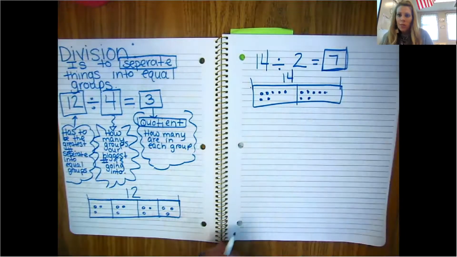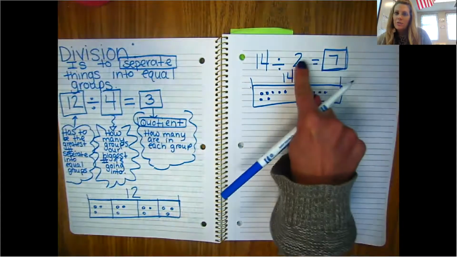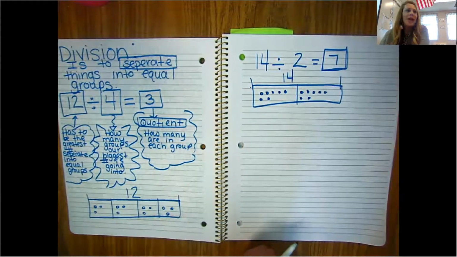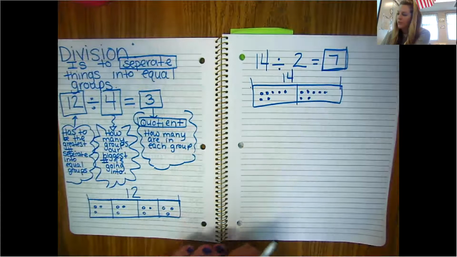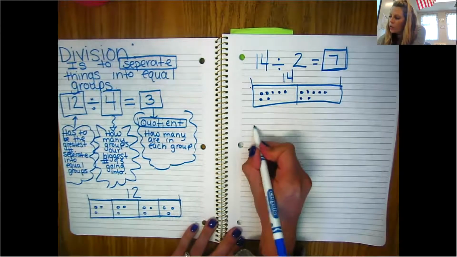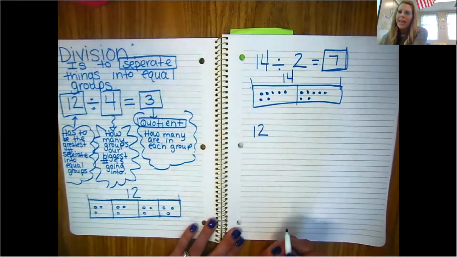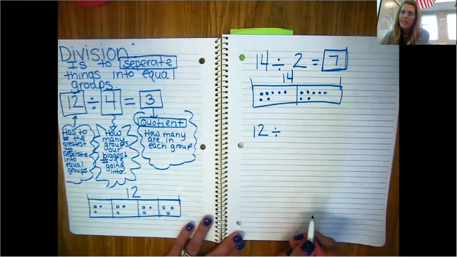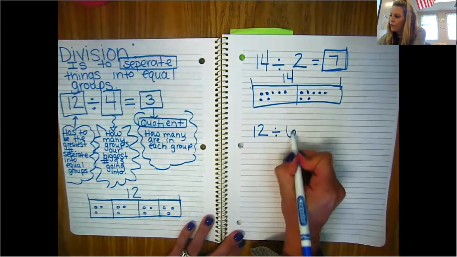And then we can work backwards like we did with our multiplication. Does 7 times 2 equal 14? Yes, it does. All right, I'm going to have you try one by yourself. So we have 12, and we are going to divide it into 6 different groups.